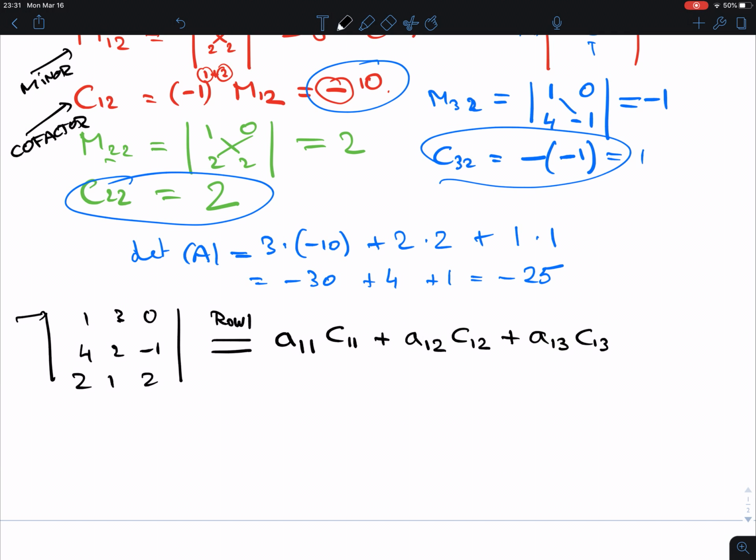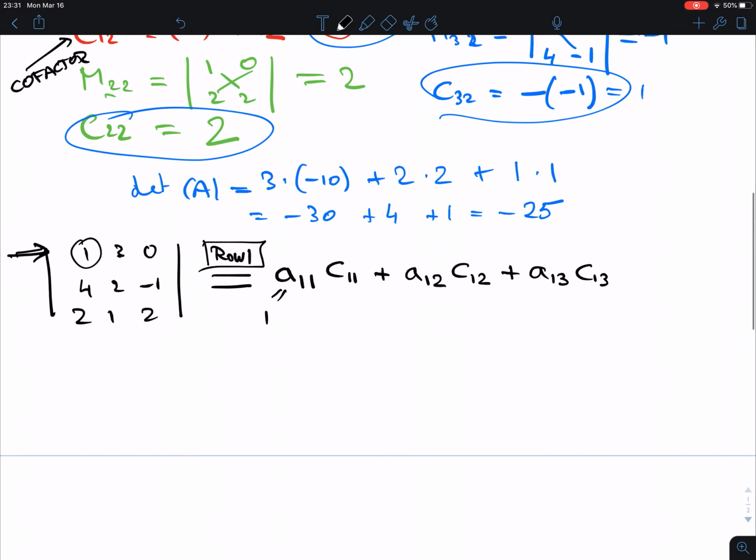Okay, so we do what we call expansion along row 1. We start with the first element. That is a 1. So we have to now calculate what is C11. C11, and let's now immediately take care of the sign. I'll do the pattern here of signs again.